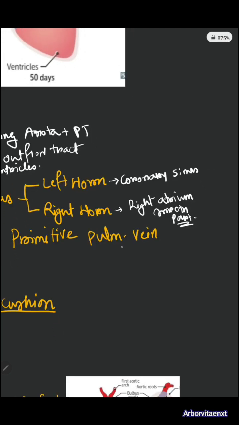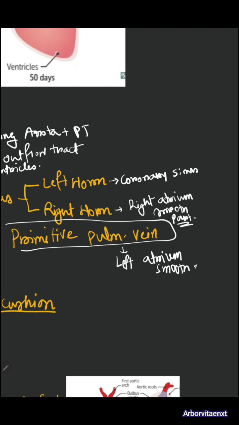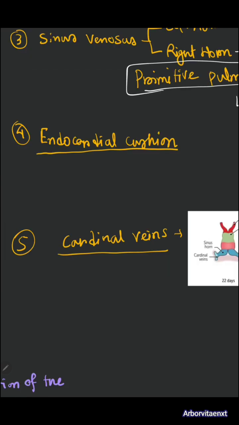So what gives rise to the smooth part of the left atrium? Left atrium smooth part is given by the primitive pulmonary vein. Okay. Now there is a very important structure which we will know in detail. It is called endocardial cushion, and what structures it gives rise to, we must know now.